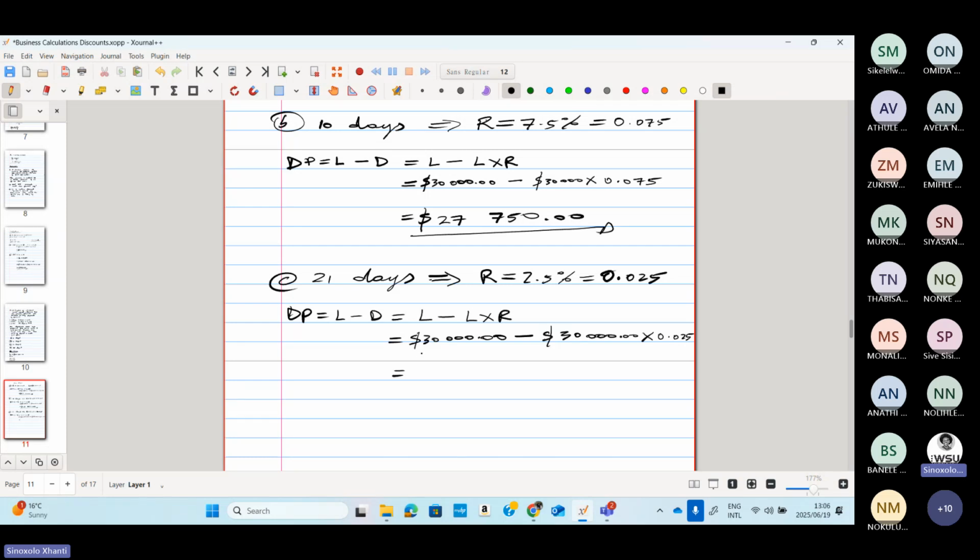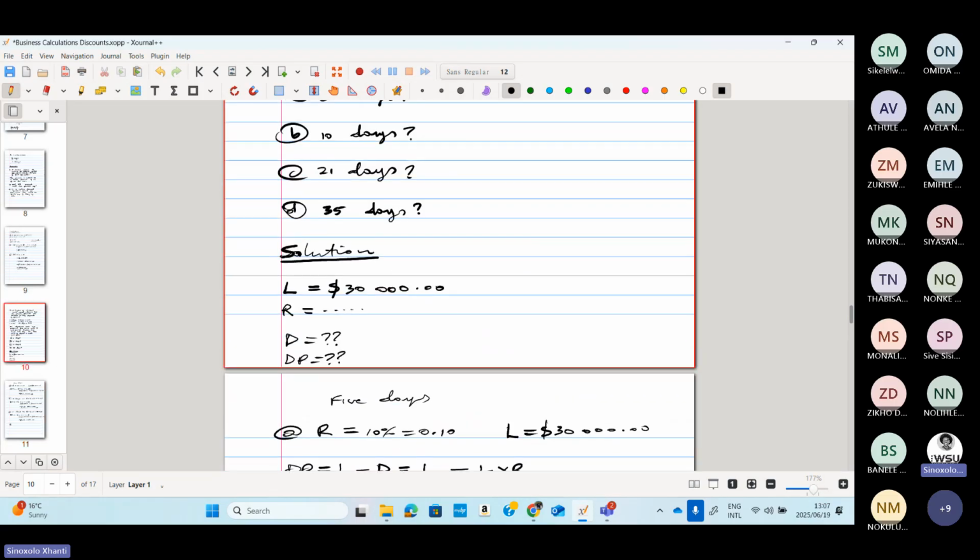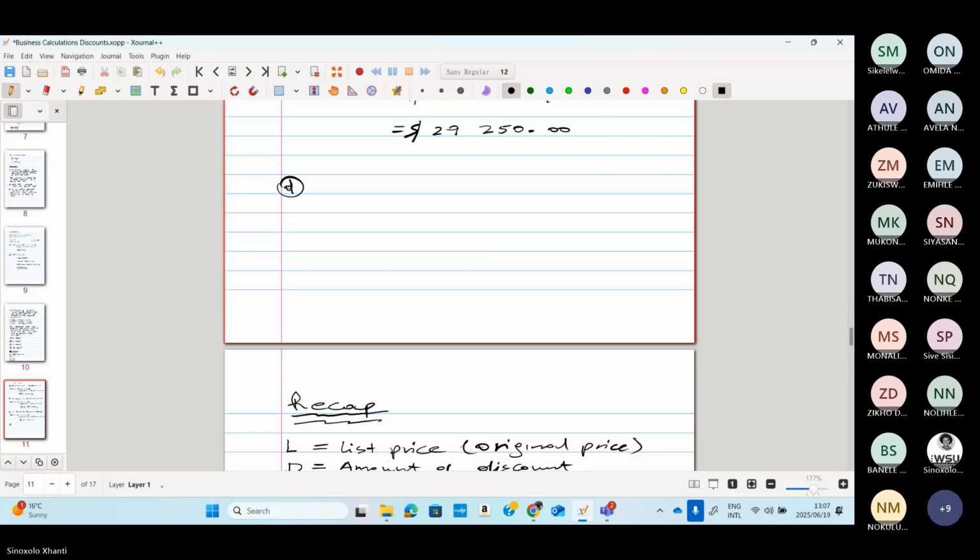All I need to change here is this 7 in my calculator. I have a 2. And then the final answer should be $29,250. So that is actually the amount that this person, or this store, is going to pay. Let's go to number D, which is 35. So under D, we have 35 days, right? What does it mean for our R?